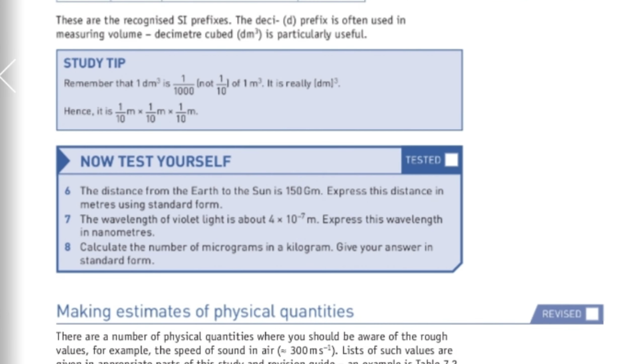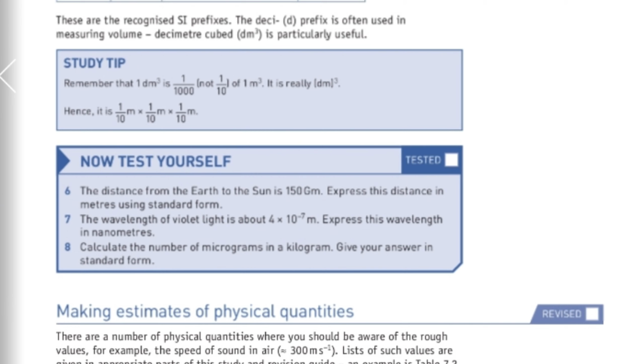These are the recognized SI prefixes. The deci, d, prefix is often used in measuring volume. Decimeter cubed is particularly used. Study tip: remember that 1 decimeter cubed is equal to 1 by 1000, not 1 by 10, of 1 meter cubed. It is really decimeter cubed, hence it is 1 by 10 meter times 1 by 10 meter times 1 by 10 meter. Now test yourself.